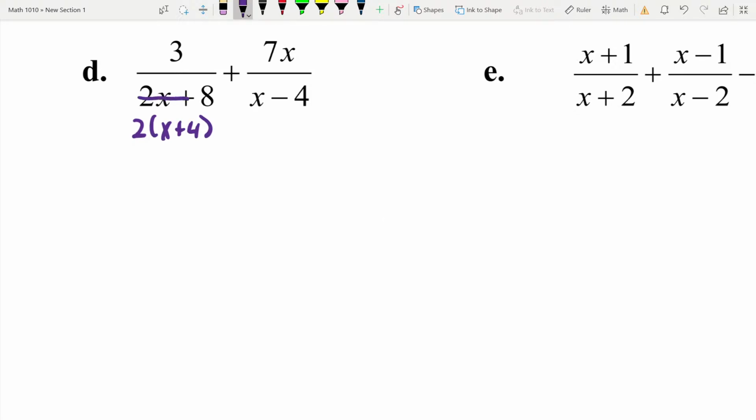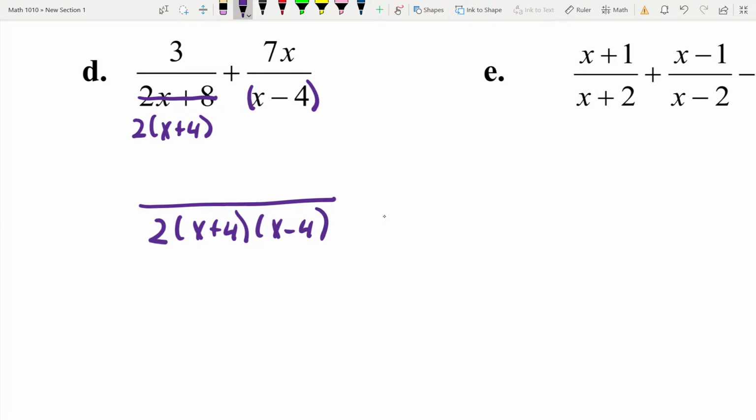Now I'm just going to cross that guy out. And in the second fraction, I'm going to put parentheses around the denominator. You don't have to do that, but I'm just trying to remind myself the x and the 4 are stuck together. So my common denominator is going to be pulling all those things together, because I have to have the 2, I have to have an x plus 4, and I have to have an x minus 4. Now, look right here. This fraction has the 2, it has the x plus 4, it's missing the x minus 4.